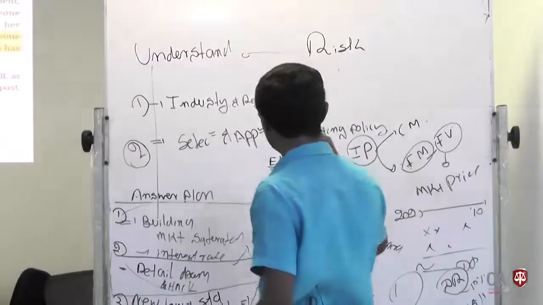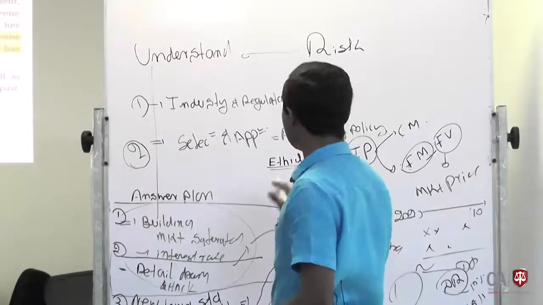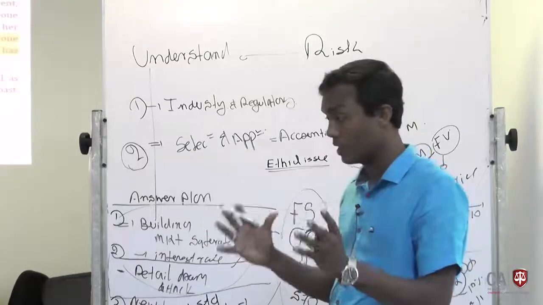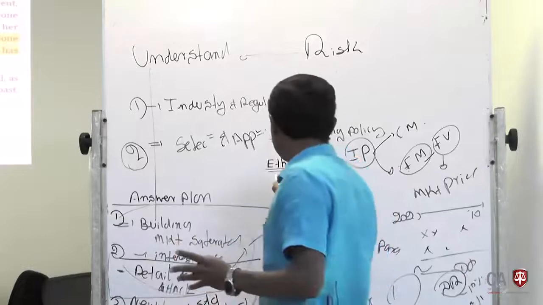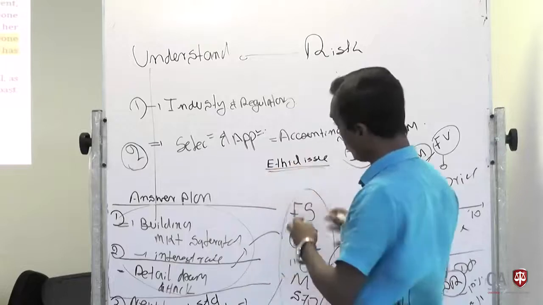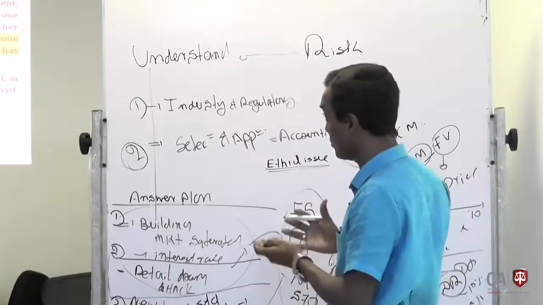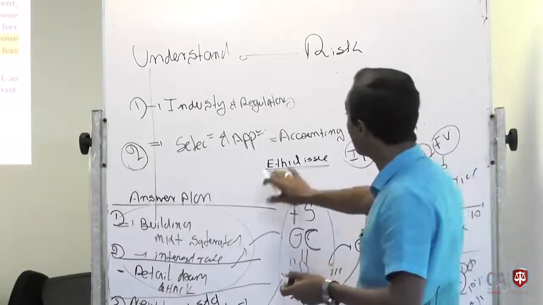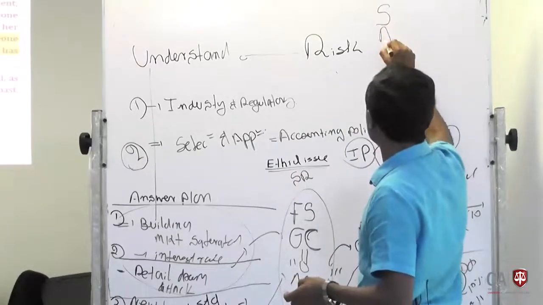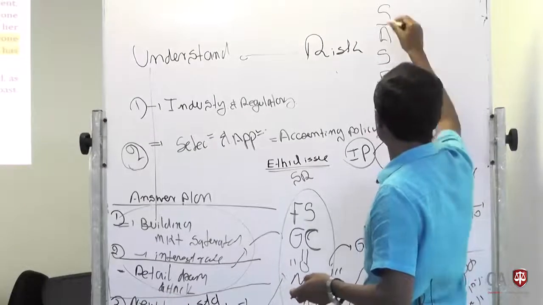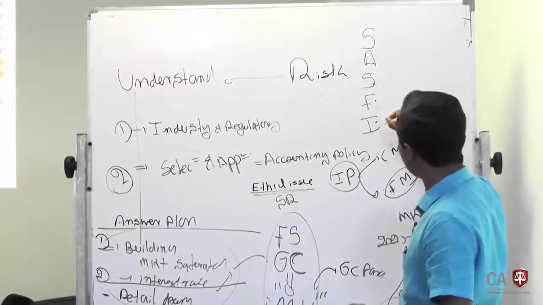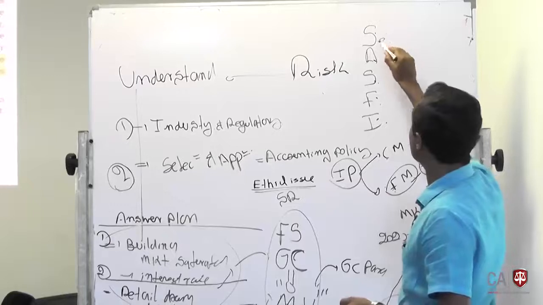If audit staff is going to be seconded, I am not explaining the basics about ethics in this session, but I presume you have studied it. Staff secondment means you go and work there and then come back to the audit firm and audit. So the biggest risk is self-review threat. Out of SAS-FI, you know what SAS-FI means? It means the five types of threats that can affect the principles: self-review, advocacy, self-interest, familiarity and intimidation threat. So one risk of secondment is self-review.